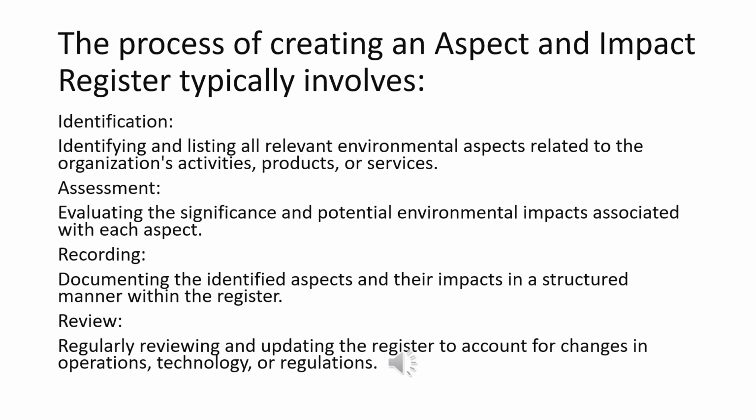2. Assessment. Evaluating the significance and potential environmental impacts associated with each aspect. Example of water consumption as an environmental aspect. Once identified, the next step is to evaluate its significance and potential environmental impacts. Water consumption, significance: high water usage in manufacturing processes or operations, dependence on water-intensive activities for product and service delivery.